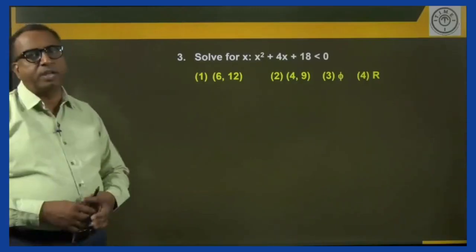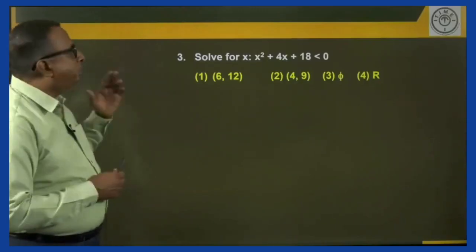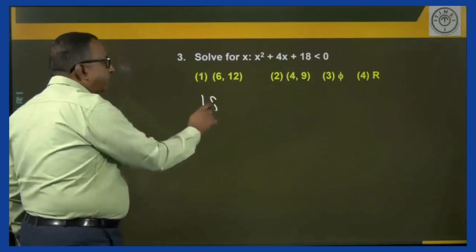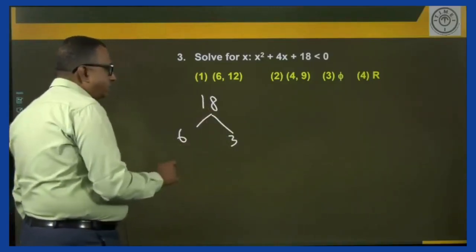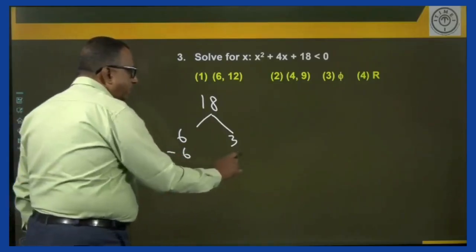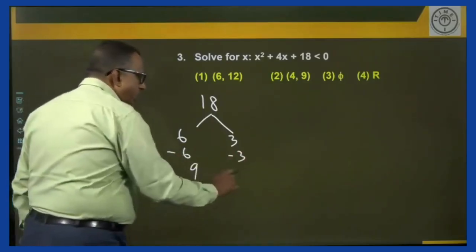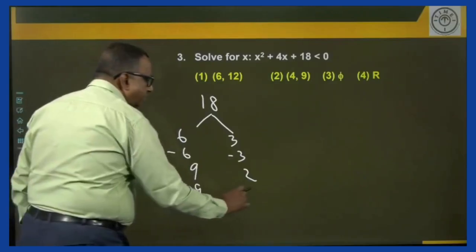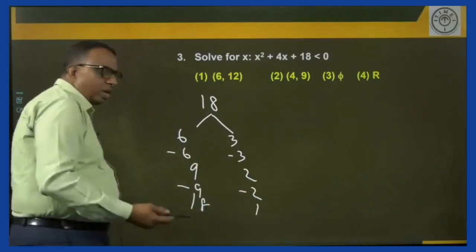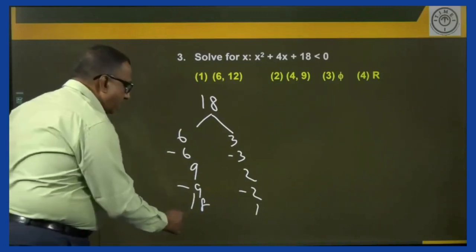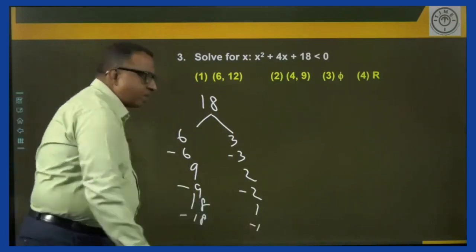Again, it's also a quadratic case. But what is happening here is, if you try and factorize this, 18 factors into 6 and 3, or -6 and -3. 9 and 2 are 18, negative 9 and negative 2. Finally, you can have 18 and 1, or minus 18 and minus 1.